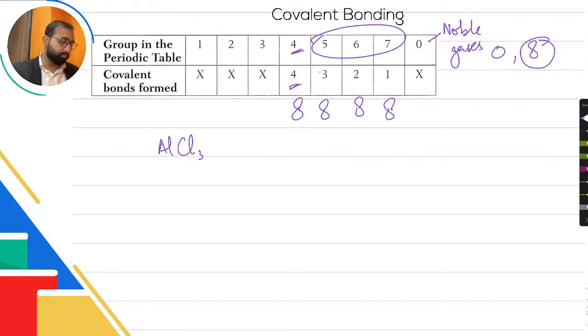Like, we know that non-metals want to gain electrons, they share electrons, and in the molecule there are different atoms that are sharing different numbers of electrons, sometimes the same number of electrons.